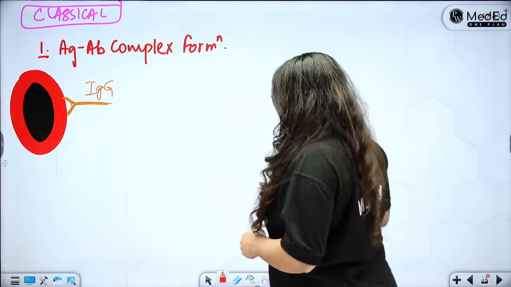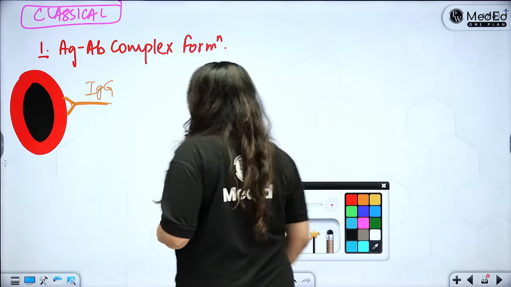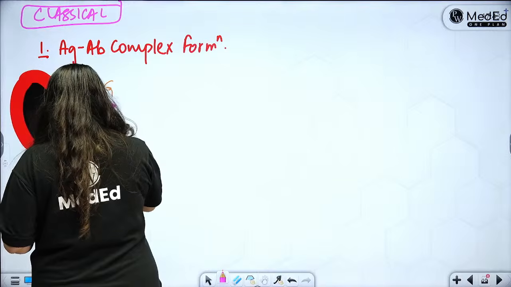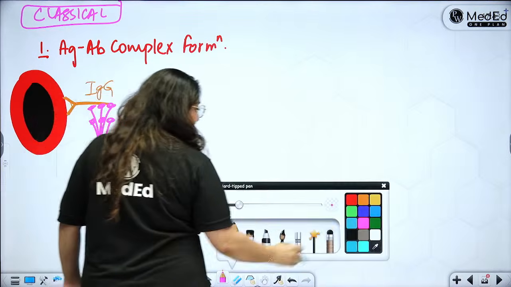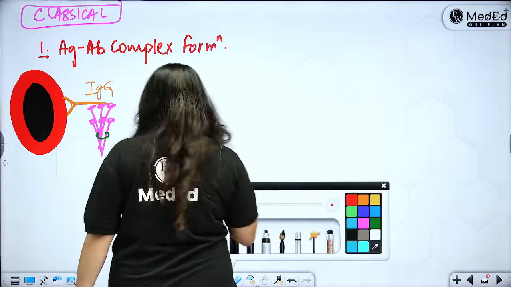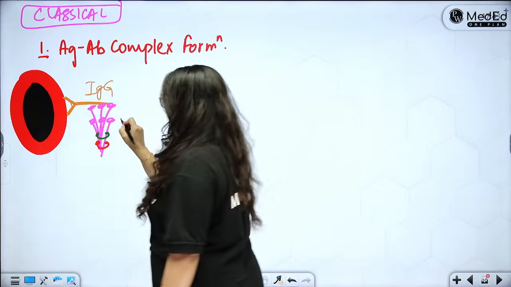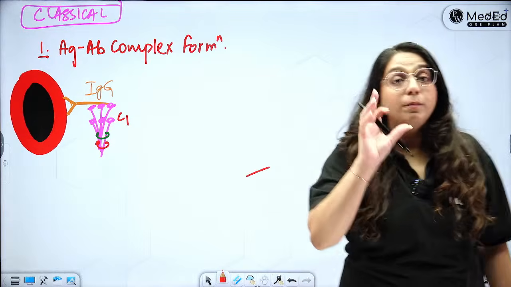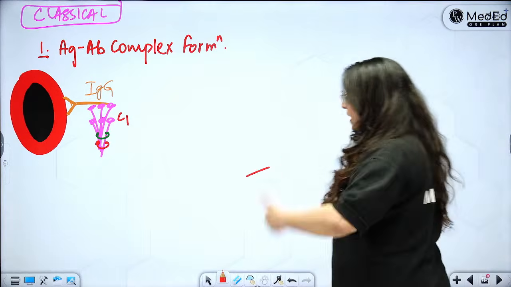Okay? What came and bound to this? C1. C1 with its CR and CS has come and bound to our antigen antibody complex. Now this is going to get activated.